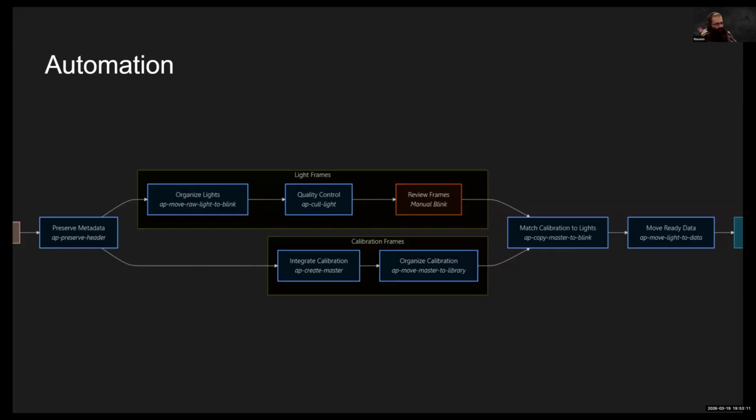But integrate all your masters and then move your masters to the library. And then after you have all your lights blinked and your calibration frames in your master library, copy the masters to Blink. As I said, I'm treating storage as a cheap resource and I'll just copy them over. I don't reference them. And then I move the light data from the Blink directory into a data directory. So that's the second stage. And then, make a call as to whether or not I have enough data. And if so, move it to master and I'll be ready to create my masters.